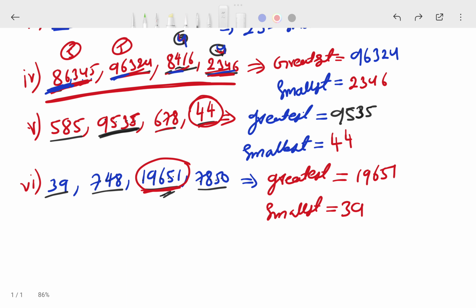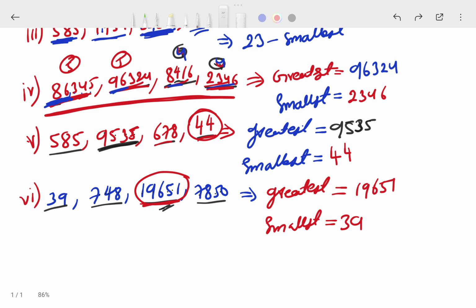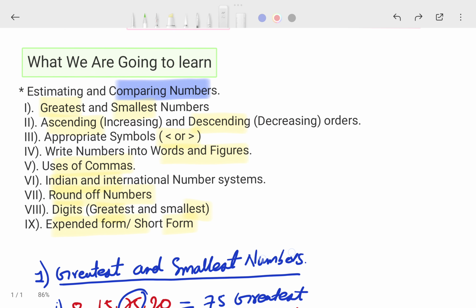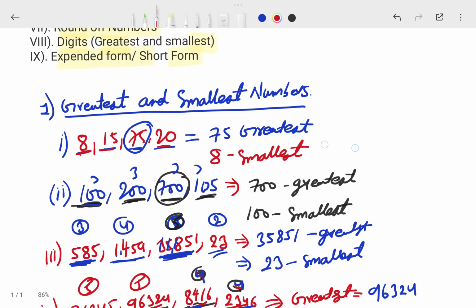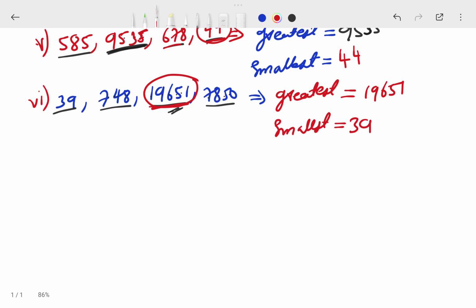So I hope you understand the greatest and the smallest. We already talked about this one. The first one is clear: we can now find out which is greatest and which is the smallest. Now let me give you another question.